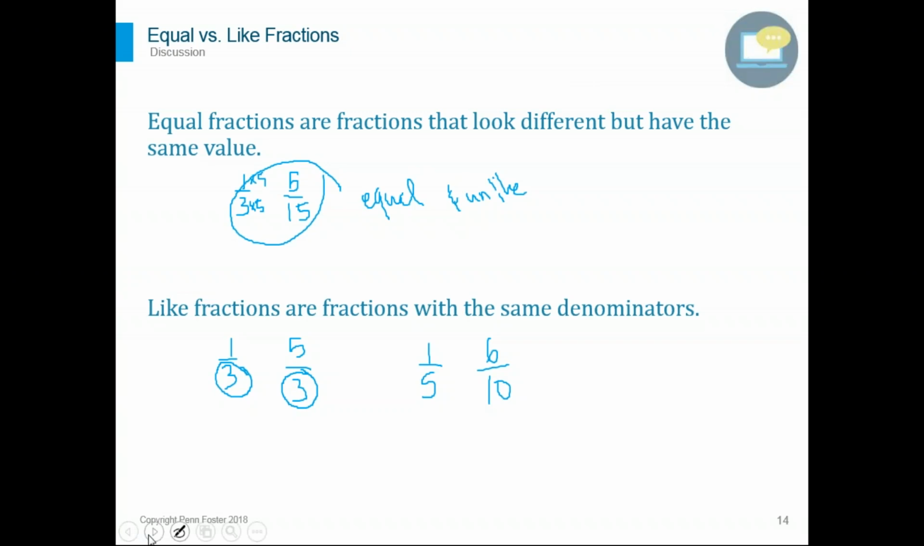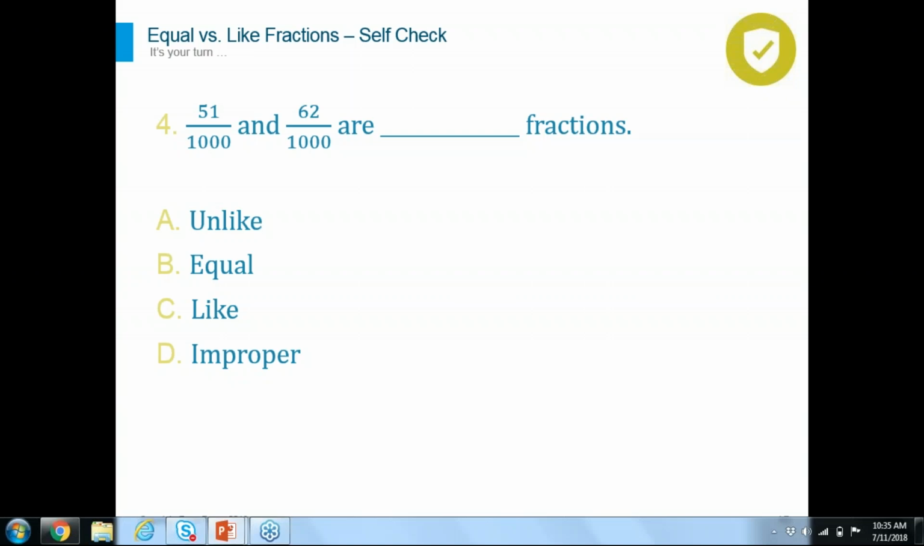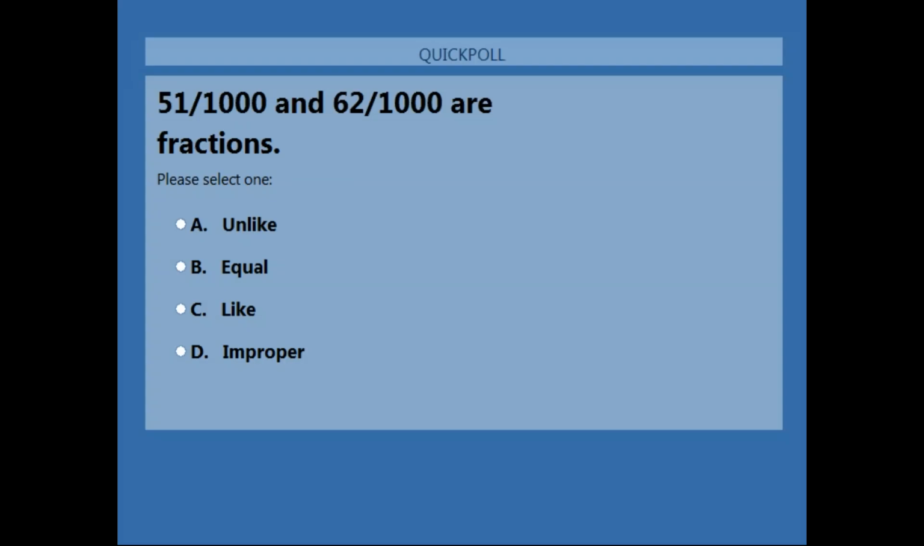Okay, let's go to a self-check. Very simple. 51 over 1,000 and 62 over 1,000 are what fractions? Are they unlike? Are they equal? Are they like fractions or improper fractions? What do you think? Okay, I'm going to put the question on, and please select your answers.